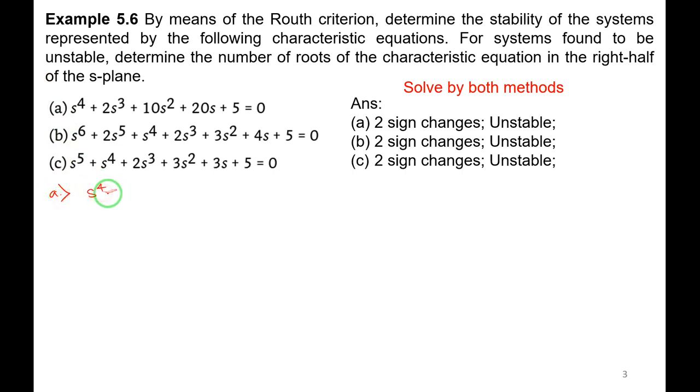S power 4 plus 2s cube plus 10s square plus 20s plus 5 equal to 0. This is the given characteristic equation. Just observe all the powers of S are present. S power 4, 3, 2, 1, 0. Yes, all the powers of S are present. Observe the coefficients, all are positive. So necessary condition is satisfied in this case, right? So necessary condition satisfied.